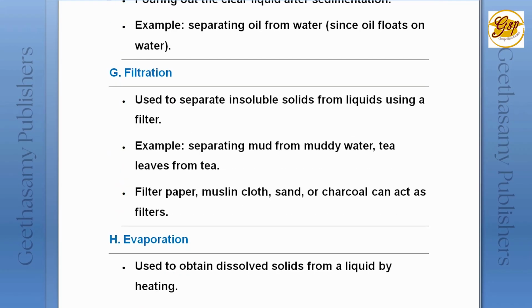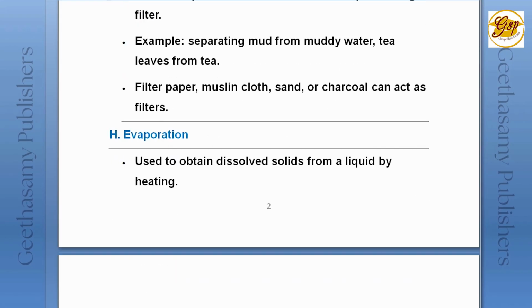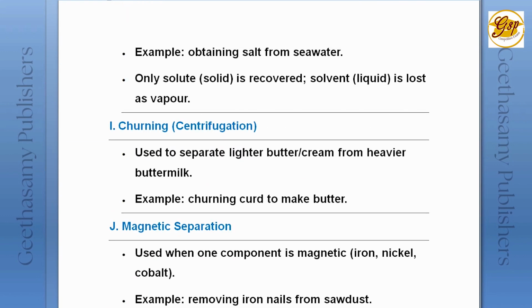Next is filtration, used to separate an insoluble solid from a liquid using a filter. Example, separating mud from muddy water and tea leaves from tea. Filter paper, muslin cloth, sand and charcoal can act as a filter. And evaporation, used to obtain dissolved solids from a liquid by heating. That is how we get salt from seawater. Only the solid is required. The solvent liquid is lost as vapor.